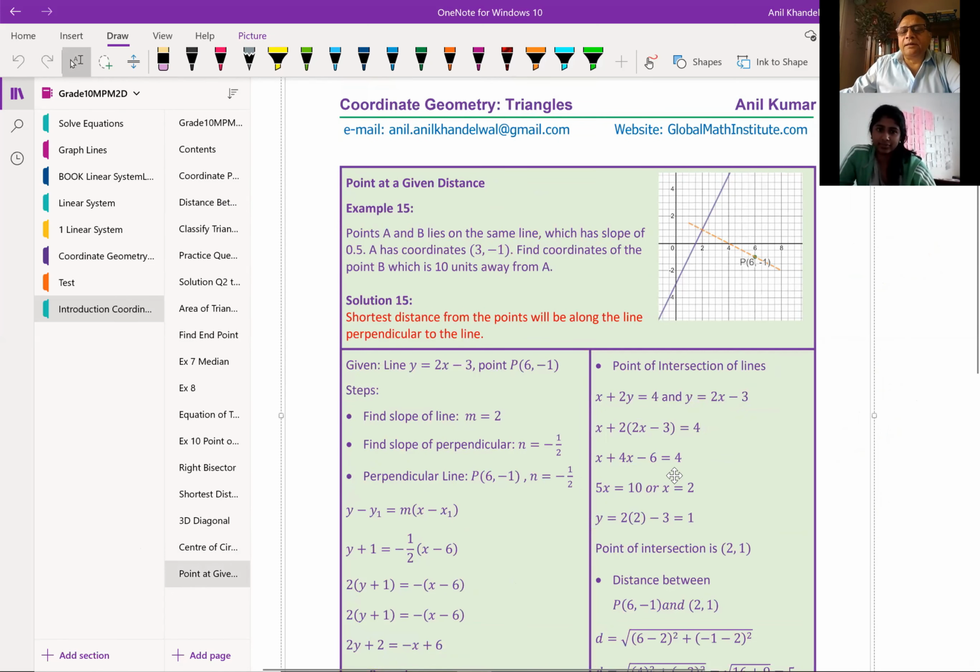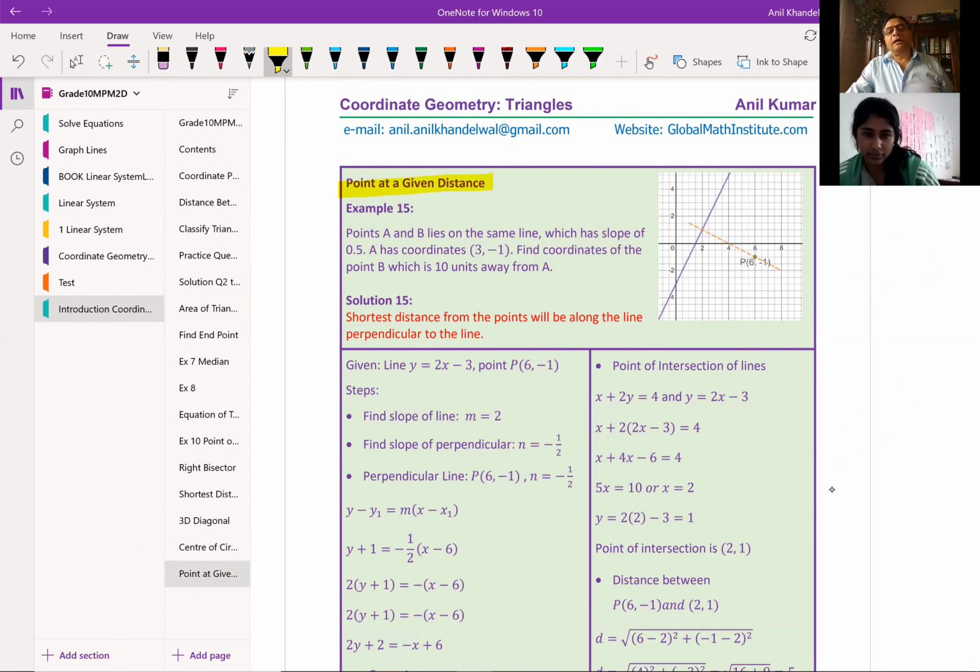Okay, so we'll end with example 15. The most important thing which we have learned is point at a given distance. Now we're doing the reverse thing, right? The question here is: point A and B lie on the same line. We are given 2 points on this particular line, which has a slope of 0.5. So we are also given the gradient of the line. A is (3, -1). Find the coordinates of point B, which is 10 units away from A.